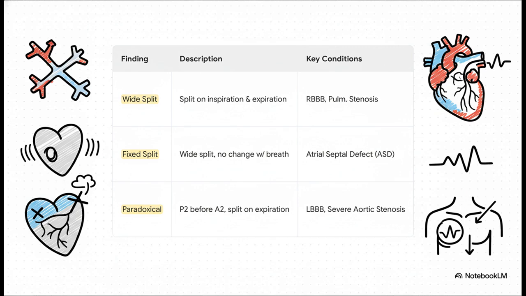And finally, the weird one, the paradoxical split. It does the opposite. It splits on expiration. This tells you the aortic valve is late, so think left bundle branch block or severe aortic stenosis.